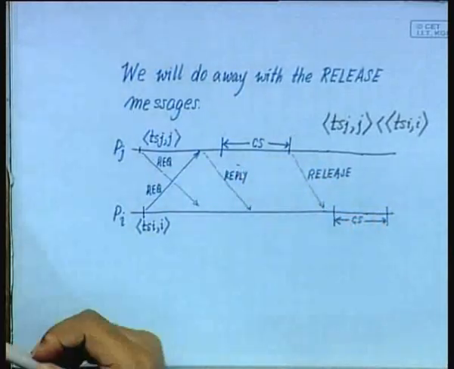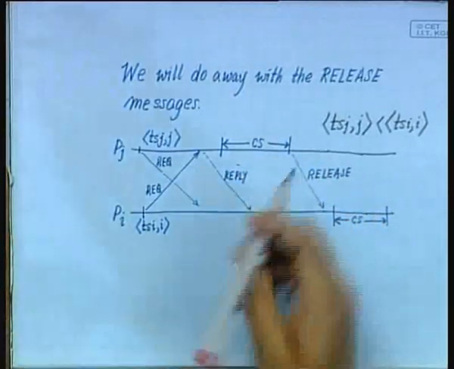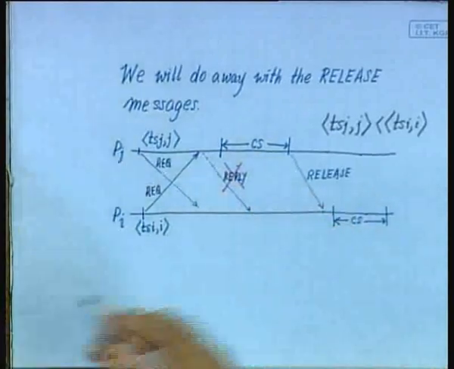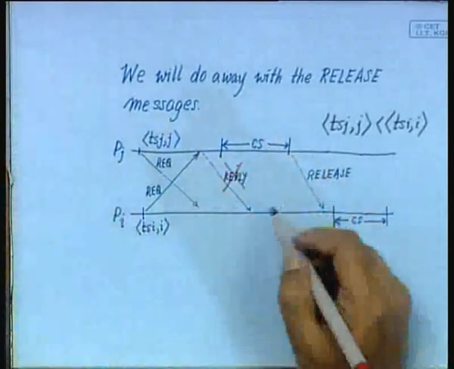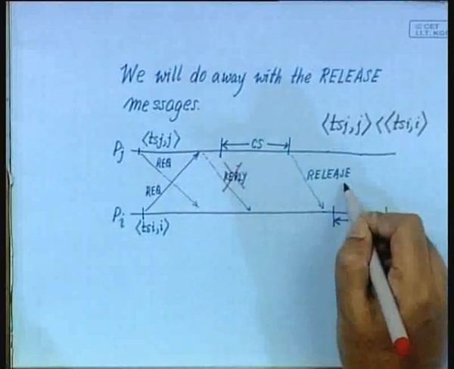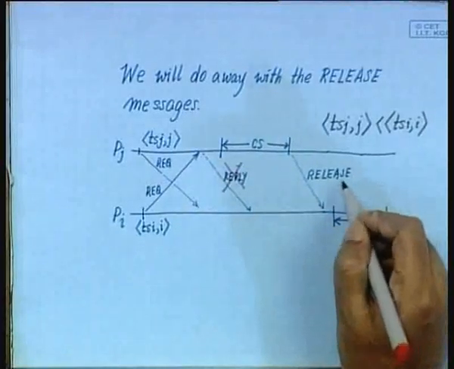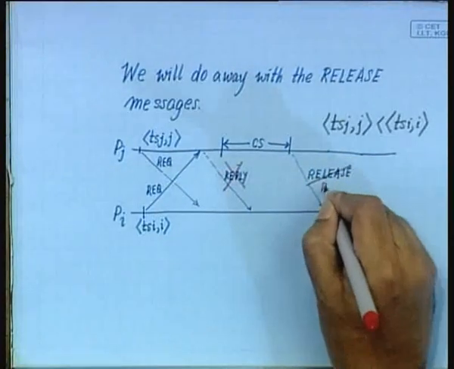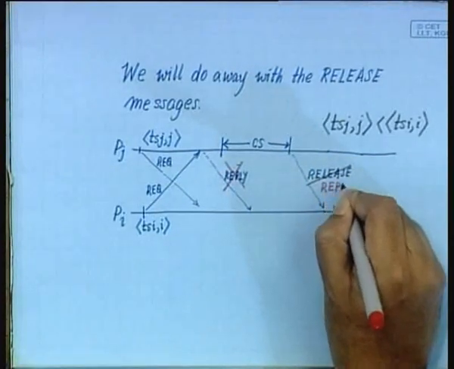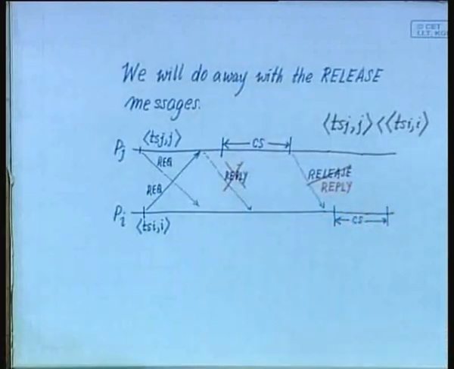instead do the following thing: do not send the reply message here, because you know that even if you send a reply, PI will not be able to enter the critical section until the release is sent, right. So, withhold the reply message, and instead of sending a release here, send the reply here after you are done. Okay.